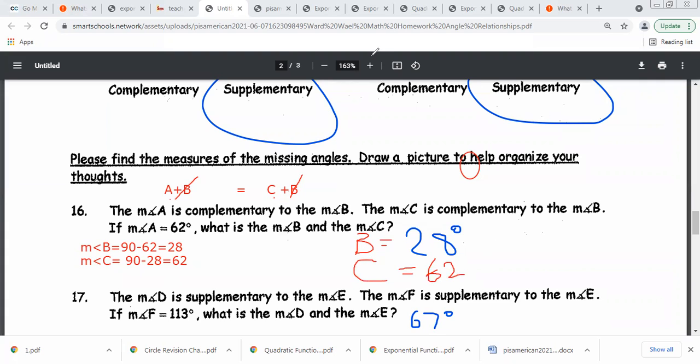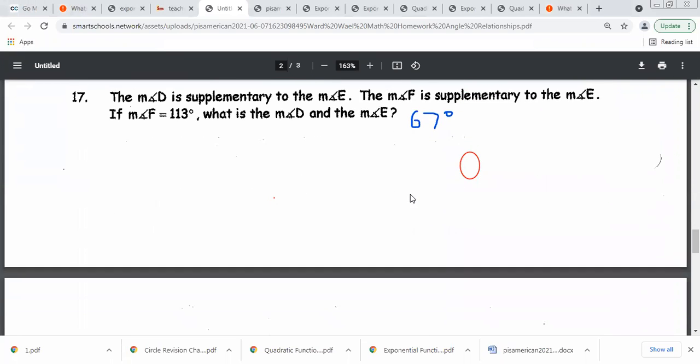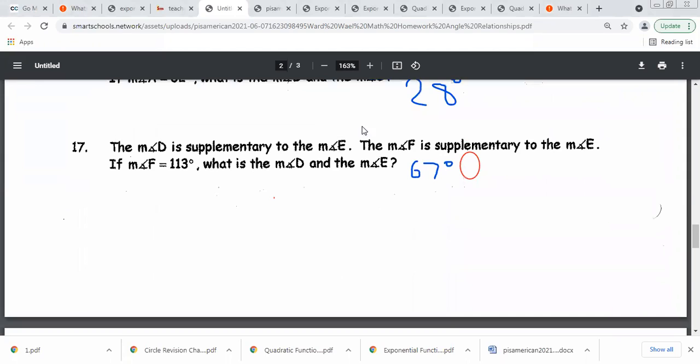Okay, let's move to the next question. Next question, we have the same idea, but this time with supplementary. We said that D is supplementary to E, and F is supplementary to E, right? Then directly, D is supplementary to E and F is supplementary to E. Then F equals D.